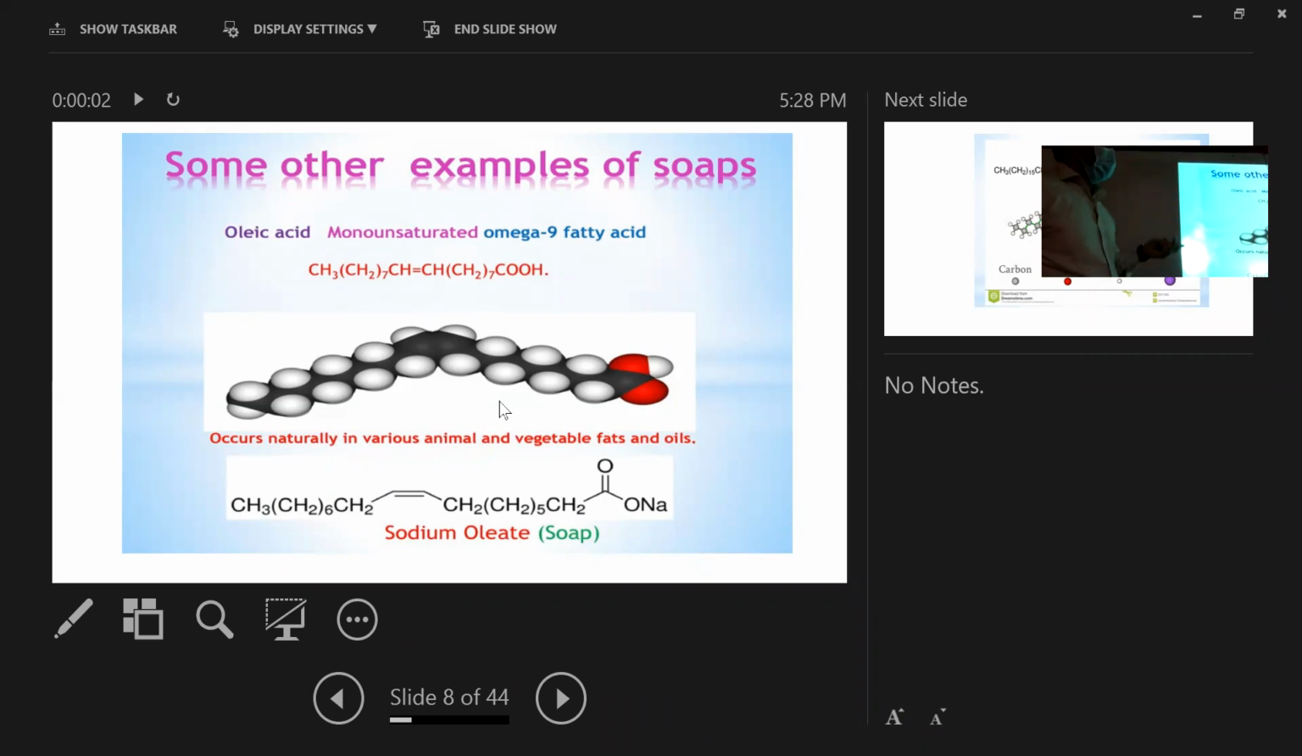So, this is another example. If you have some double bond, then double or triple bond, normally double bond, because triple bond containing compounds are a little bit rare. It occurs naturally in various animal and vegetable fats and oils, so these types of oils are found. Even you can have some sea fish. In some sea fish, you can have these types of fatty acid.